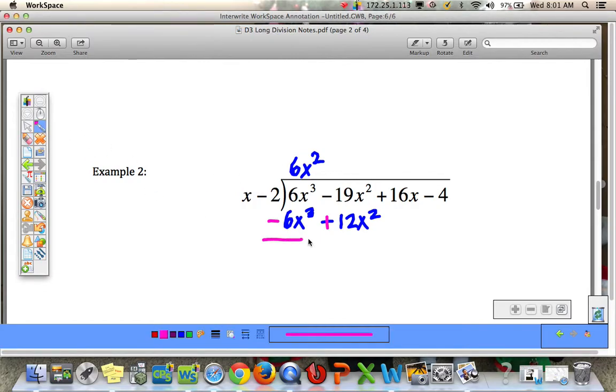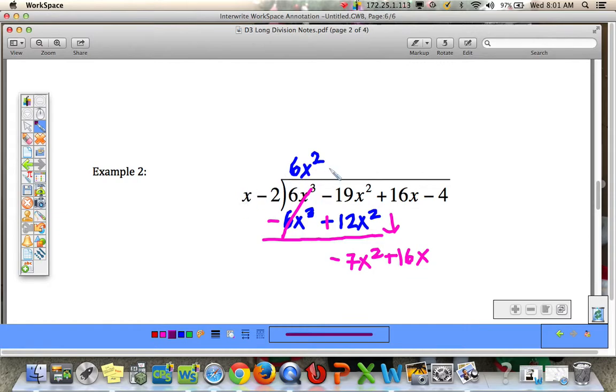And then we will combine like terms. This cancels, it should. We have negative 12x squared plus negative 19x squared plus 12x squared. So that would be negative 7x squared. And then we're going to pull down, or carry down, the 16x. How many times does x go into negative 7x squared? You want to make them match.